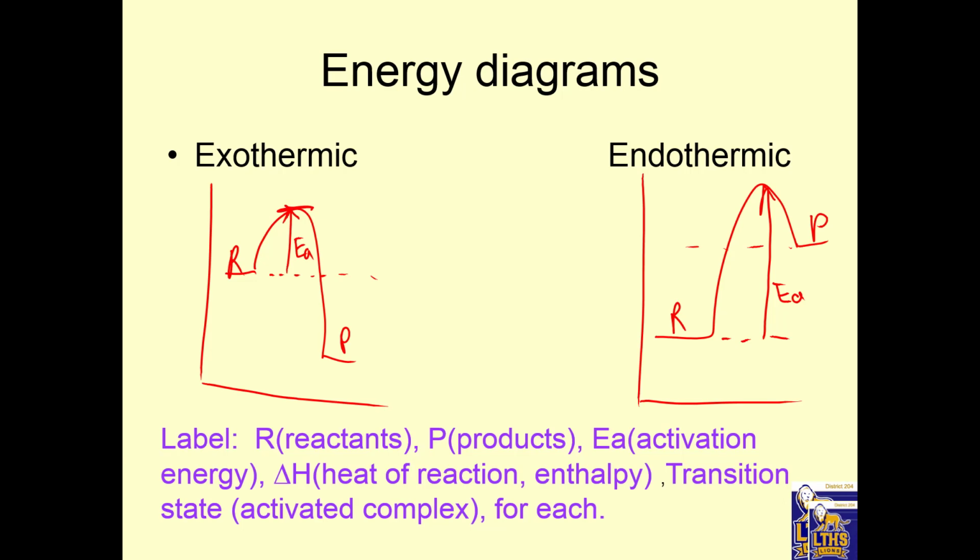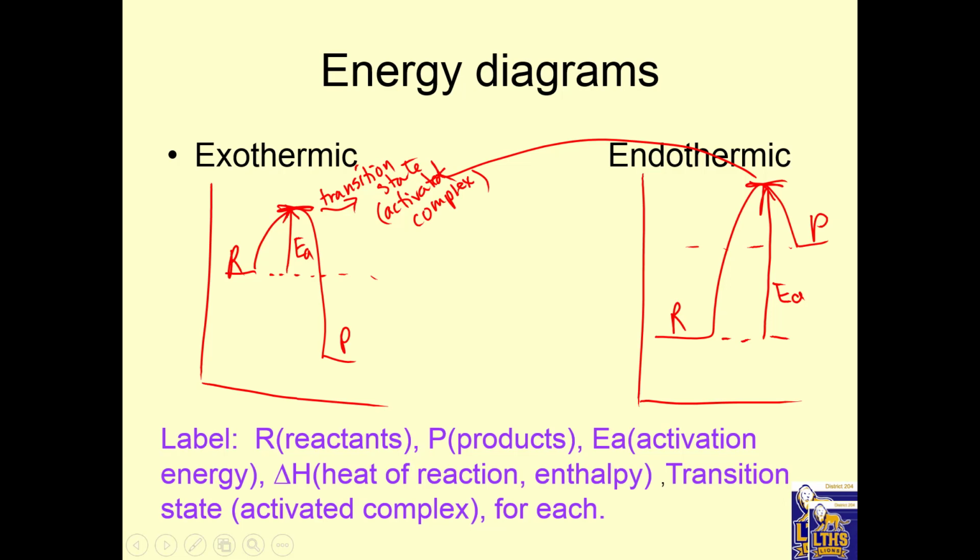So what do we call this thing at the top of the hill? It's called a transition state. It's on both hills, both tops. Also called the activated complex.